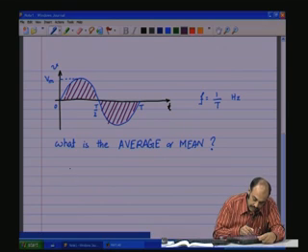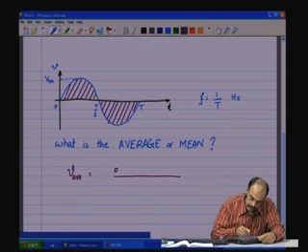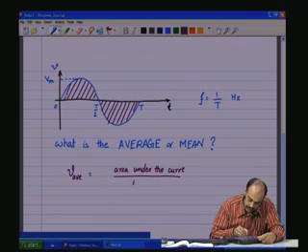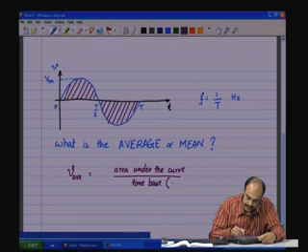So, the average value, let us say V average, is we have the area under the curve by time base, which is in this case T.